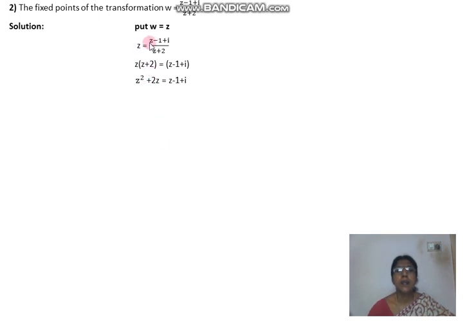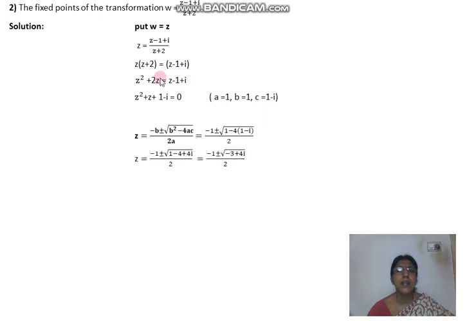Again I repeat ma, on cross multiplication Z into (Z plus 2) is equal to Z minus 1 plus i. Now Z square plus 2Z is Z minus 1 plus i. Bring these terms to LHS: Z square plus 2Z minus Z minus 1 plus 1 minus i, minus i. This is in the form of AZ square plus BZ plus C is equal to 0, where A is equal to 1, B is equal to 1, C is equal to 1 minus i.